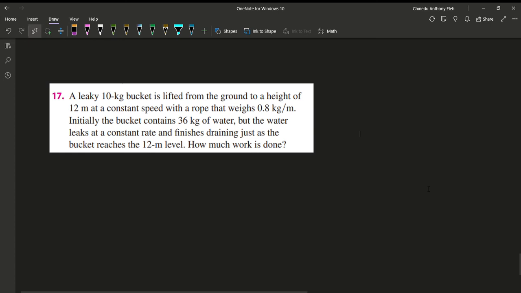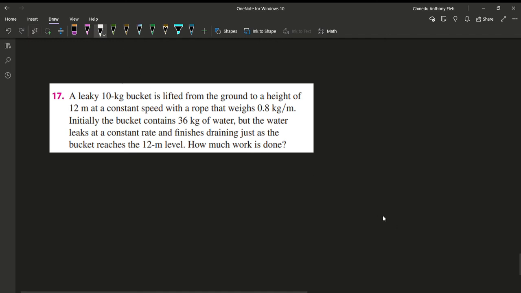So this one says a leaky 10 kg bucket is lifted from the ground to a height of 12 meters at a constant speed with a rope that weighs 0.8 kilogram per meter. Initially, the bucket contains 36 kg of water, but the water leaks at a constant rate and finishes draining just as the bucket reaches the 12-meter level. How much work is done?